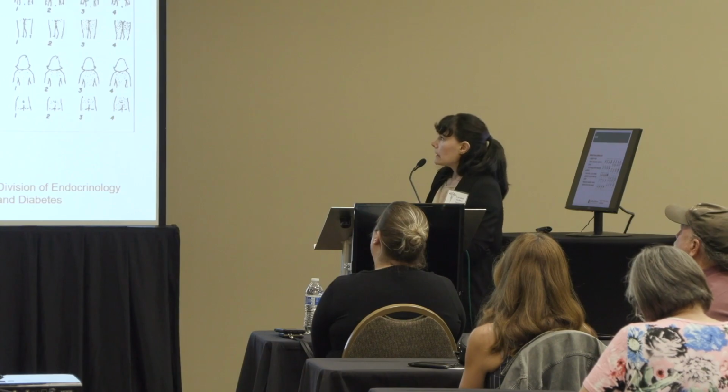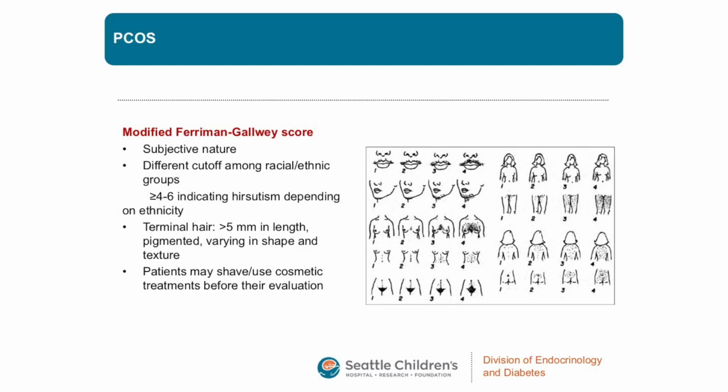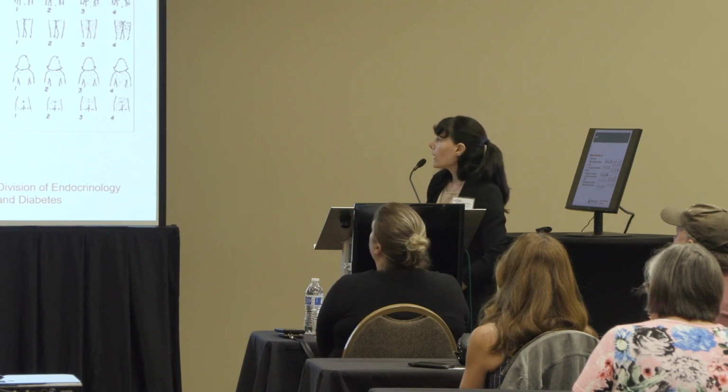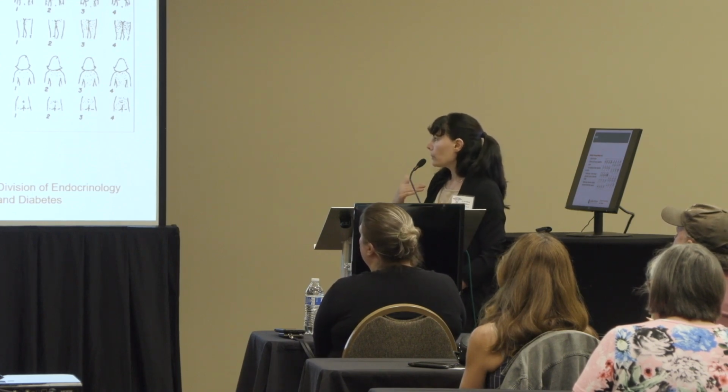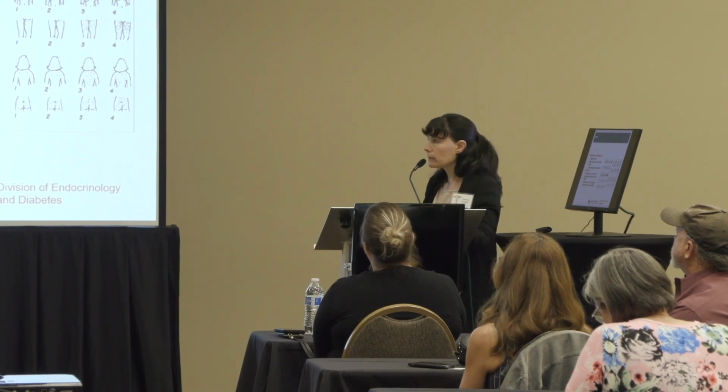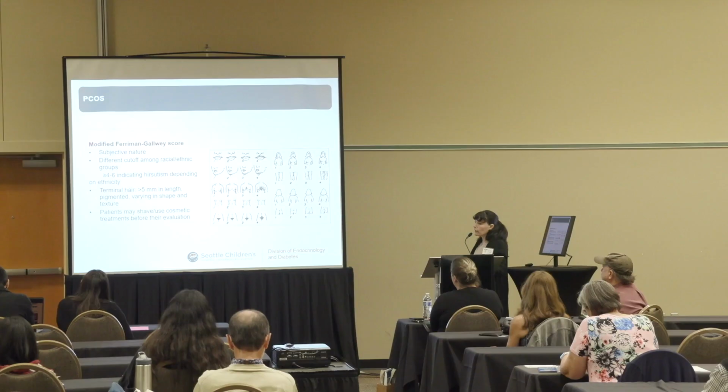Next slide. And so we use the modified Ferriman-Gallwey score. It's modified because it started with 11 areas of the body that were used, and now we use 9. We use the upper lip, the chin, the chest, the periumbilical area, the upper part of the arm, the upper part of the legs, the upper back, and the lower back. And we use the grading of 1 to 4, 1 being no hair and 4 being very severe. But it remains subjective, it has that subjective nature that we have to do our own assessment of what we think, why 3 and not 4, and all of that, right?